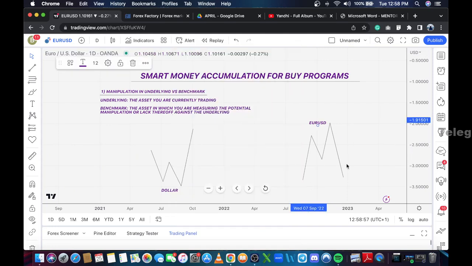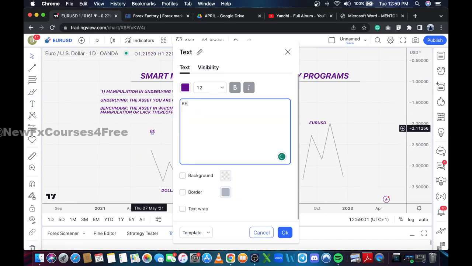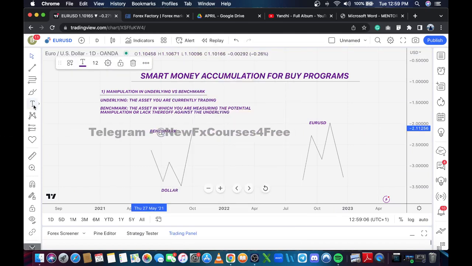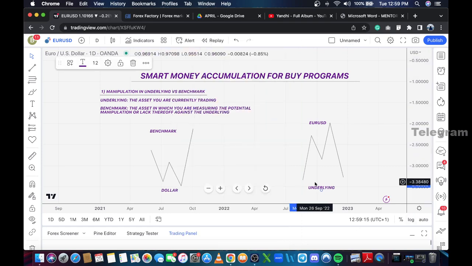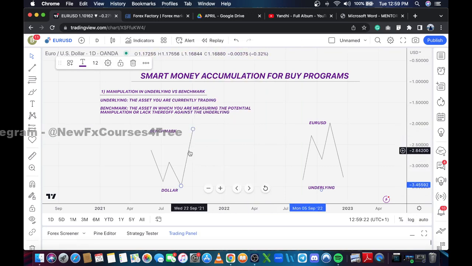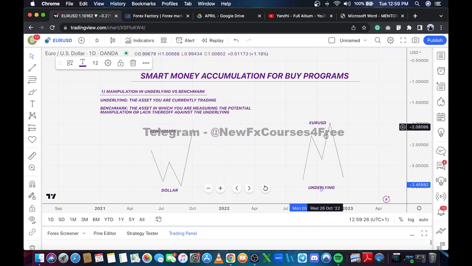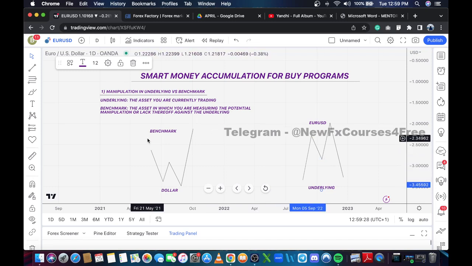Okay, this is the benchmark, and this is on the line. Why is this on the line? Because that's the asset you're trading. So the asset you are trading, or you're looking for a move on, that is the underlying asset, and the asset you're referencing to measure manipulation or lack thereof is what we'll call the benchmark. So in this example, between dollar and Eurodollar, because Eurodollar is the one you're trading, Eurodollar is the underlying asset, and dollar is the benchmark.